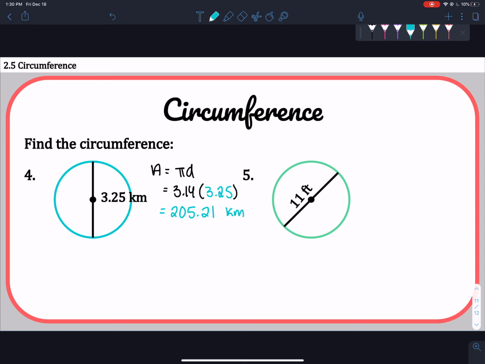Looking at number 5, I notice that I'm given the diameter again. So I'm going to use that same formula. I'm going to have circumference is equal to pi times diameter. Our pi value is 3.14, and our diameter is 11. So I'm going to plug that in. And again, I'm going to do 3.14 times 11. I get 34.54. And then my units are in feet. So that is the distance around the circle. Think about it as like a wheel or a tire on a bike. We're trying to find, in one rotation, how far can we go?